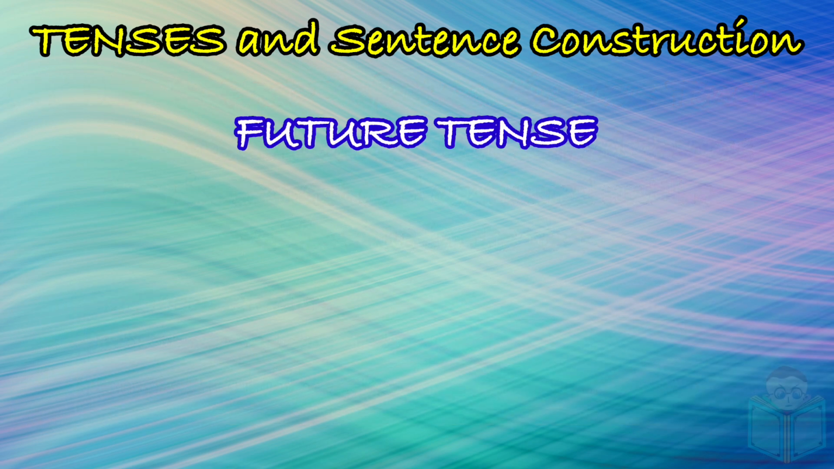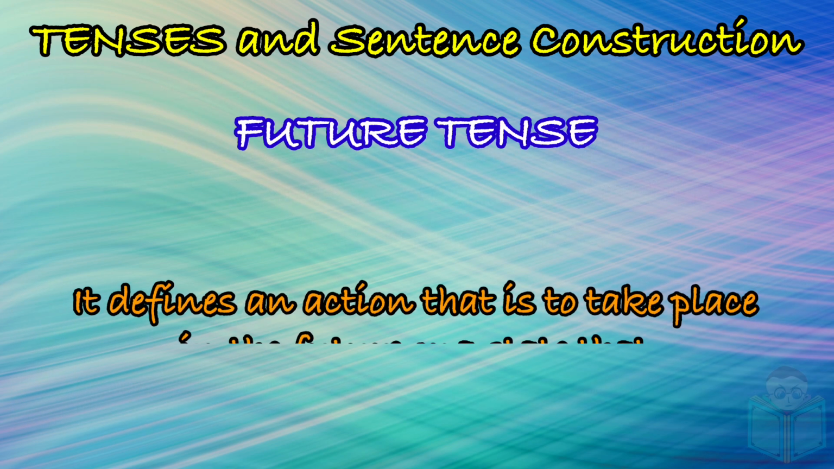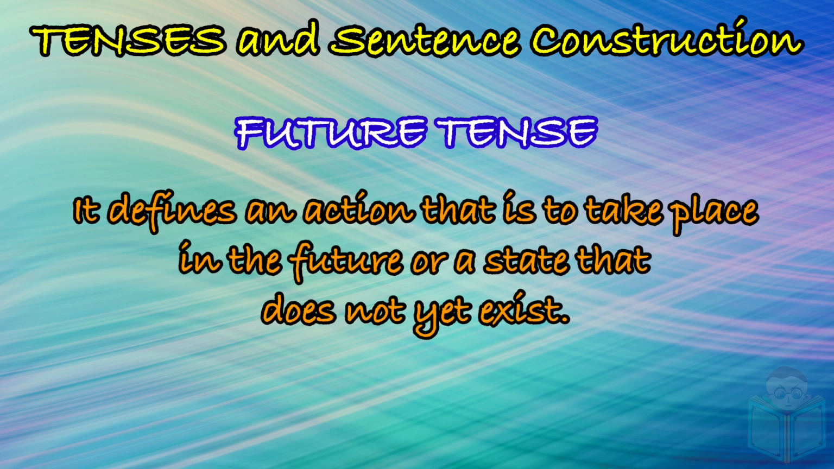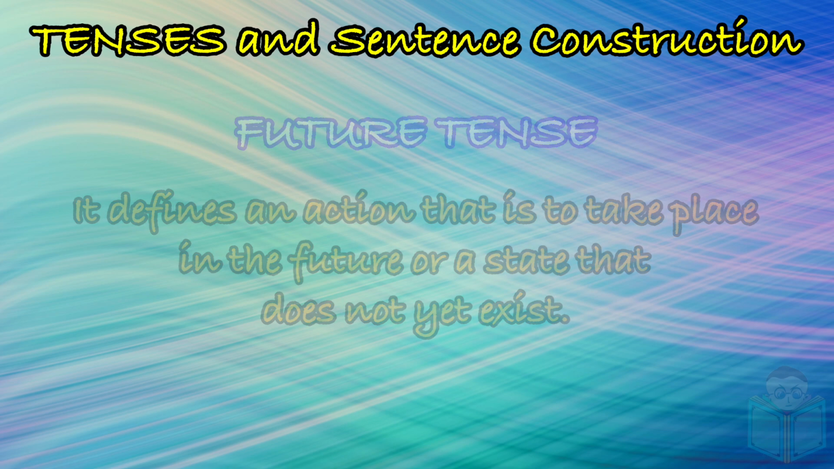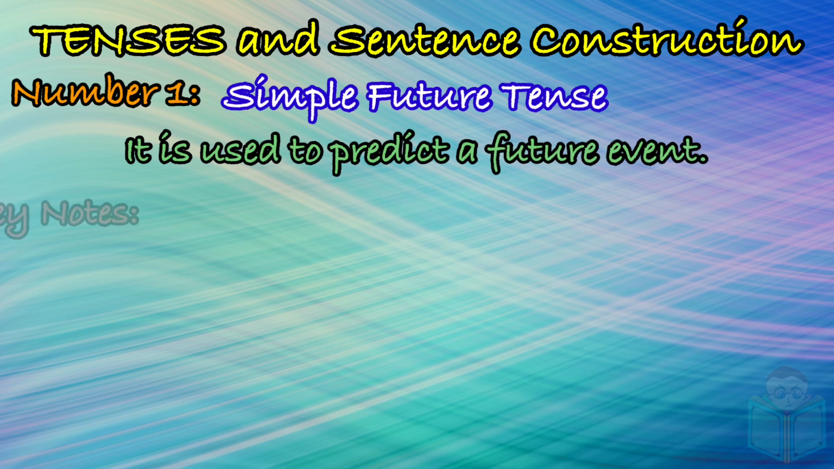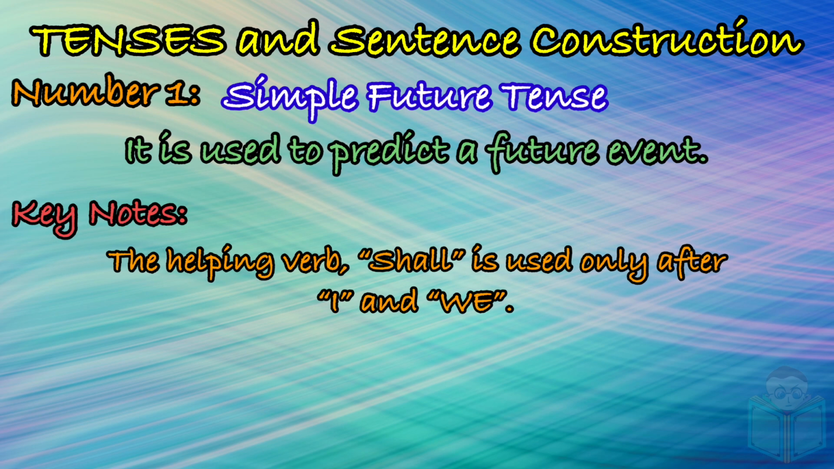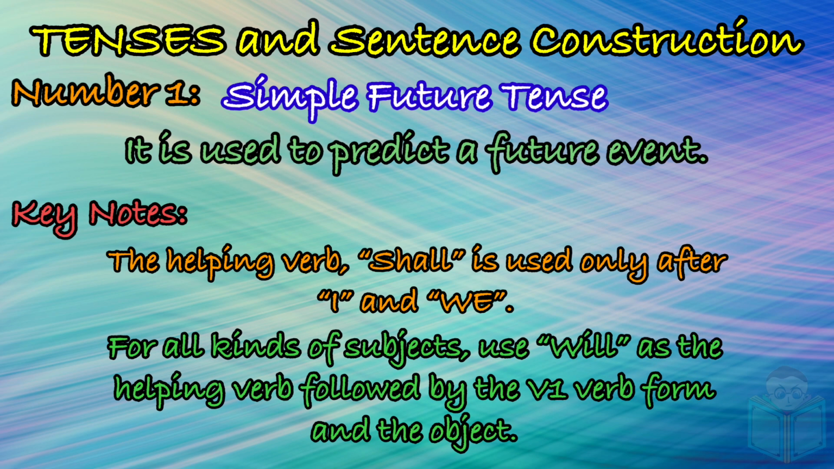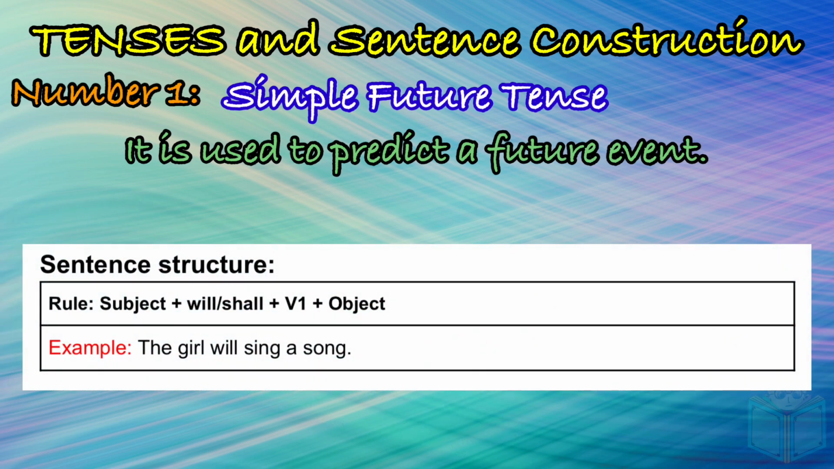Now let's discuss future tense. It defines an action that is to take place in the future or a state that does not yet exist. Now let's discuss the different types of future tenses. Number 1. Simple future tense. It is used to predict a future event. The helping verb shall is used only after I and we. For all kind of subjects, use will as the helping verb followed by the V1 verb form and the object. The table provided below is for reference.